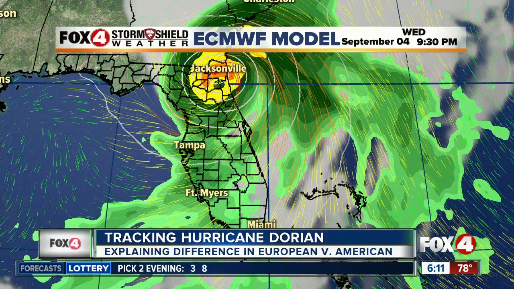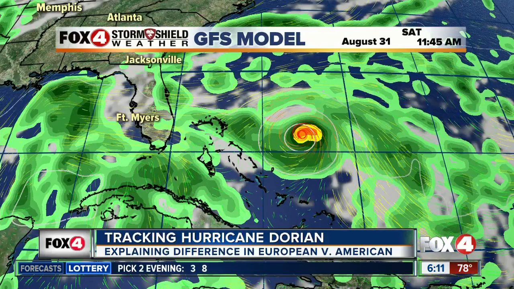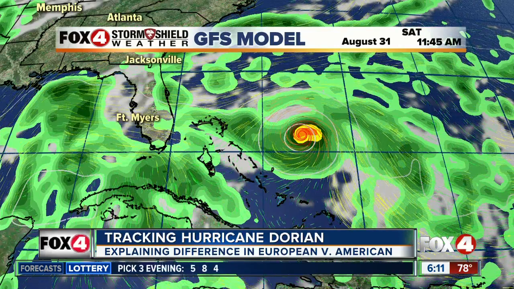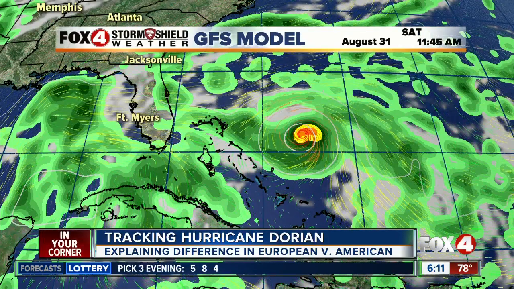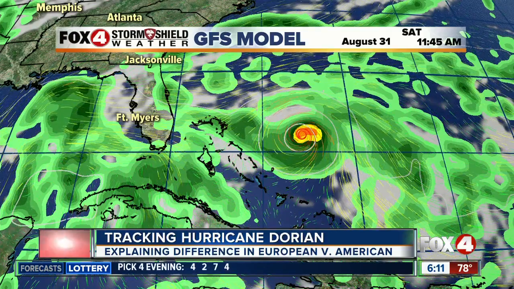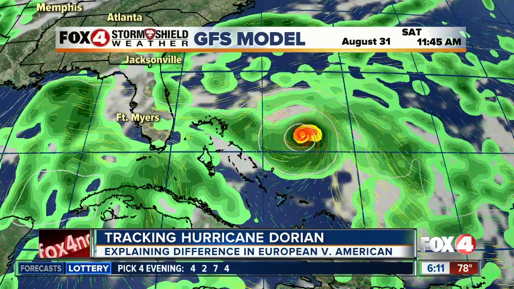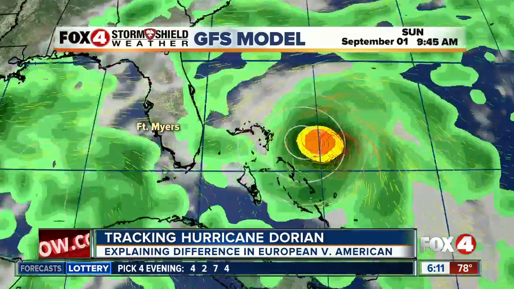Now, the GFS model, this is the American model. One of the differences, it's run 4 times a day, and that stands for the Global Forecast System. And over the last decade or so, the European model has been a little bit better. It has performed a little more accurately.